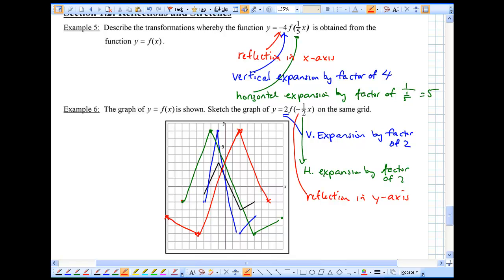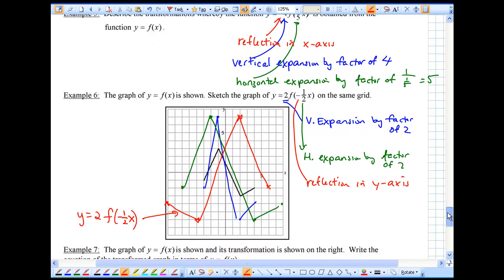And so your final answer must be the one in green. No, not green. Red. What am I talking about? Red. Colorblind. Mr. Lee's colorblind. Red.